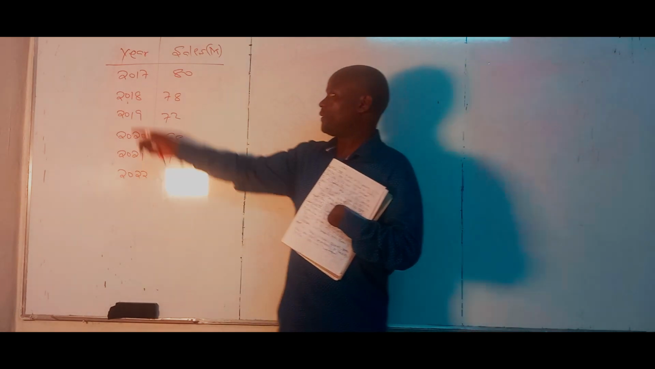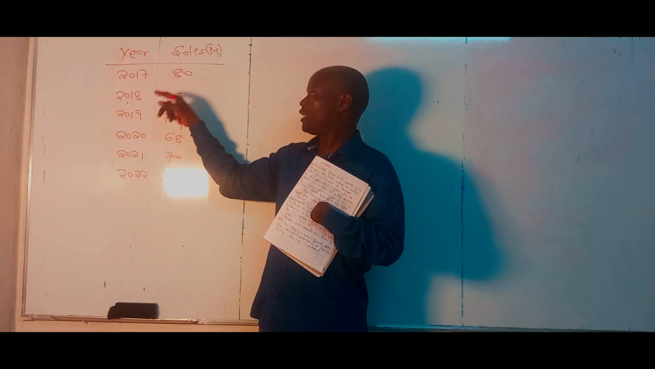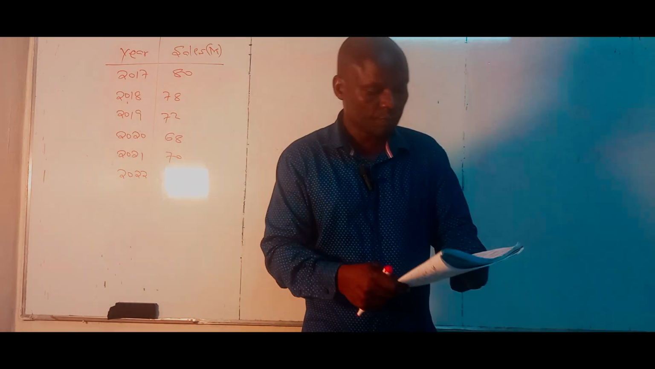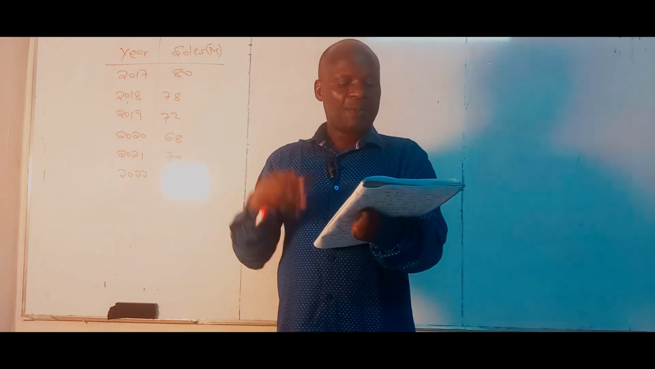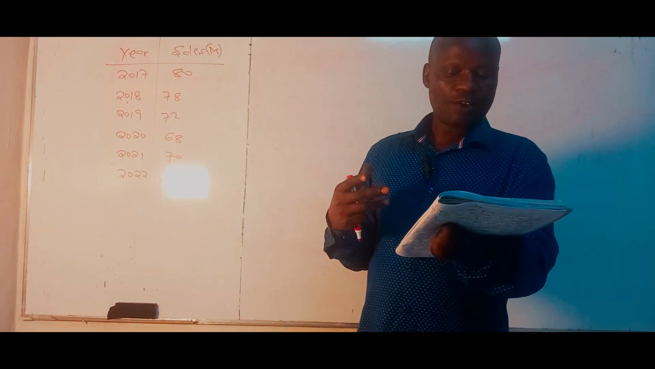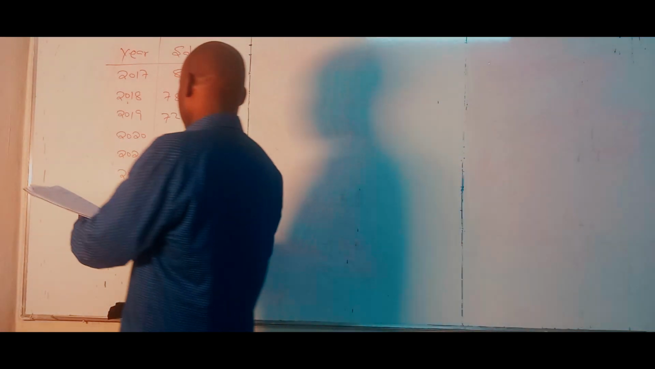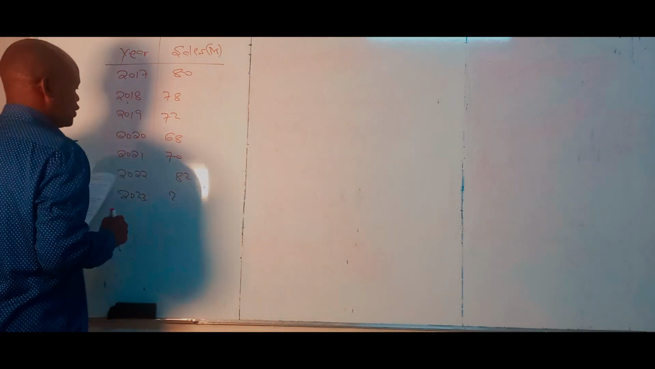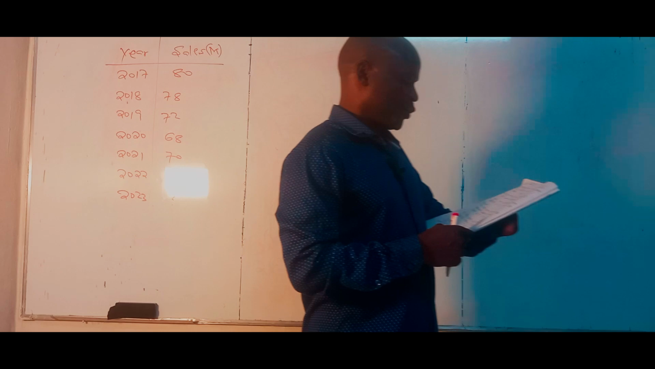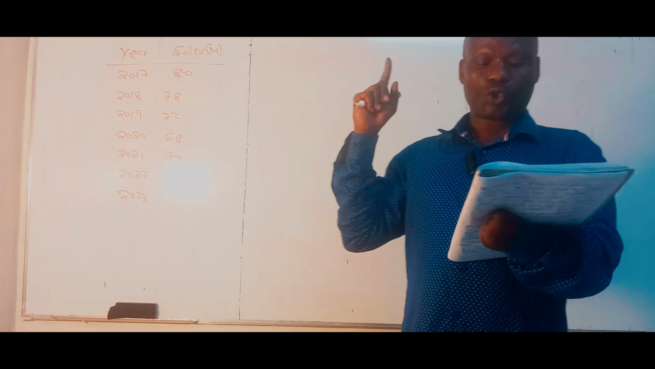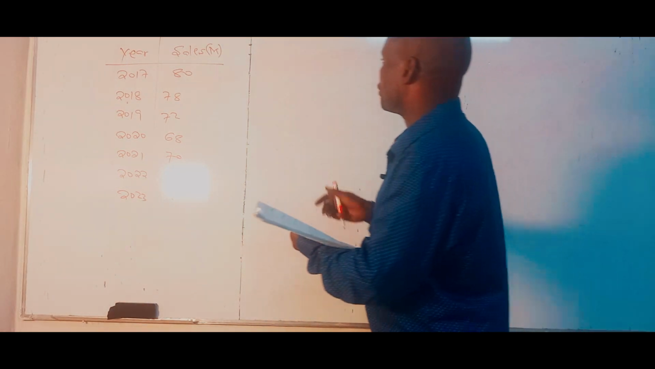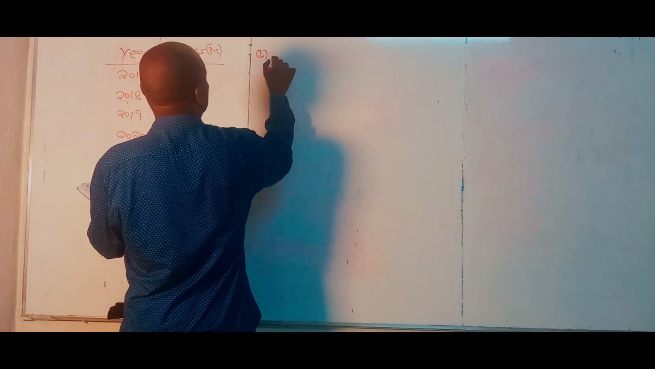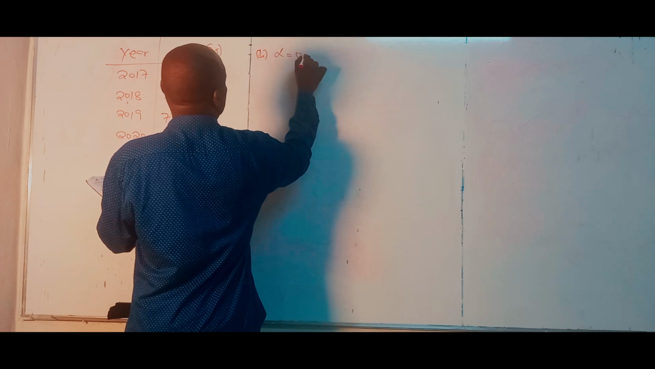That in 2017 the sales were 80, the volume was 80. In 2018, 78. This up to there. So required, the sales forecast for the year 2023. So we need the sales forecast for the year 2023 using exponential smoothing constant of 0.2. So part B solution. So I would say the exponential constant is that.